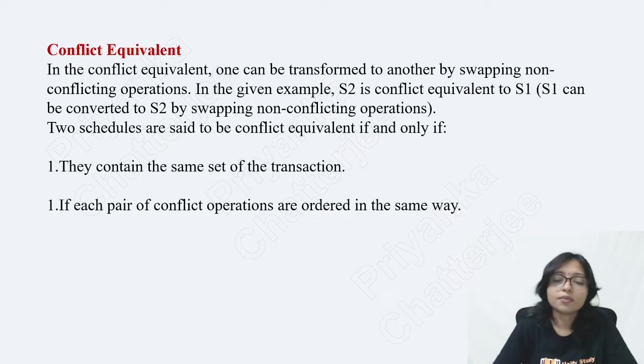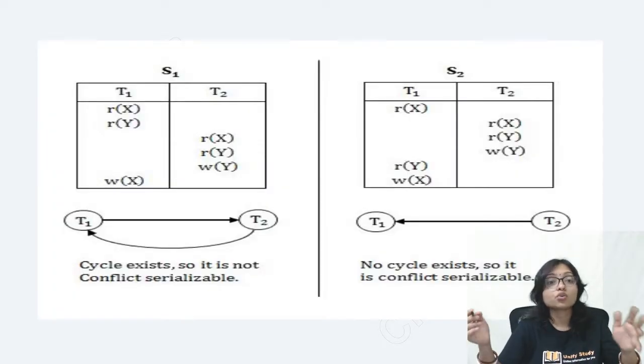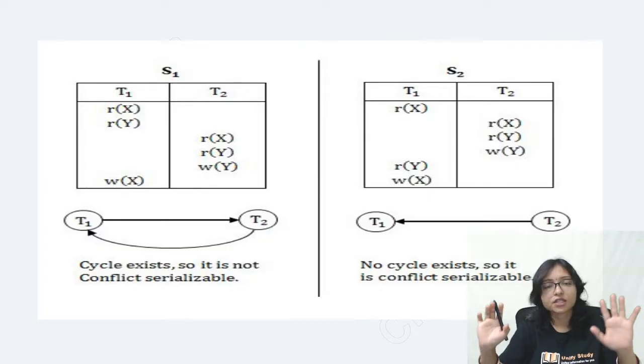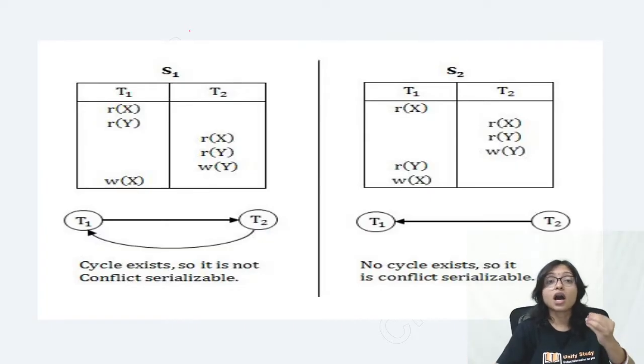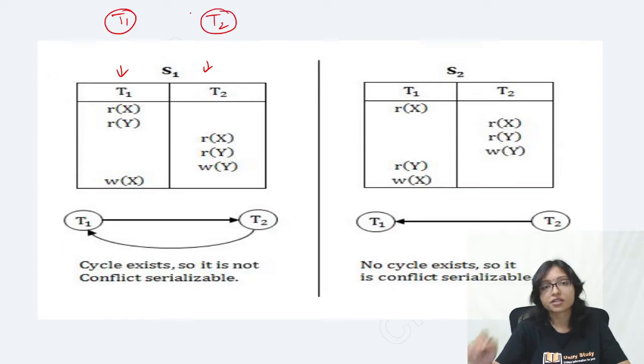Now we will try to make the schedules conflict equivalent. How to do it? Through the cycle. It is very clear and very easy to find out whether a schedule is conflict serializable or not. For that we will depend on the graph. If there is a cycle... now how to create the cycle? Here you can see two transactions, T1 and T2. T1 is a transaction, T2 is another transaction. Now try to identify whether a conflicting pair is there or not.